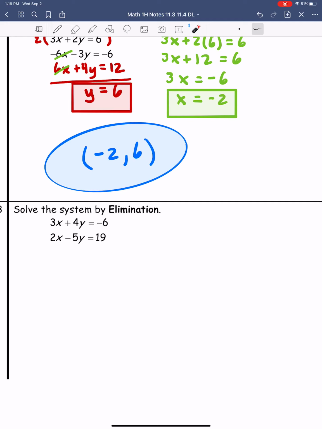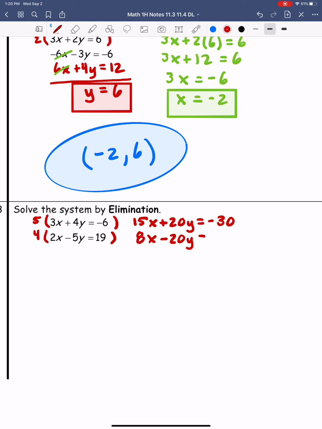So I can kind of think of this as an LCD, right? What can I turn them into so that they'll be opposites of each other? And what I'm going to do is this. I'm going to multiply this top equation by 5, and that's going to give me 15x plus 20y equals negative 30. And then I'm going to multiply this bottom equation by 4, and that's going to give me 8x minus 20y equals 4 times 19 there is going to give me 76.